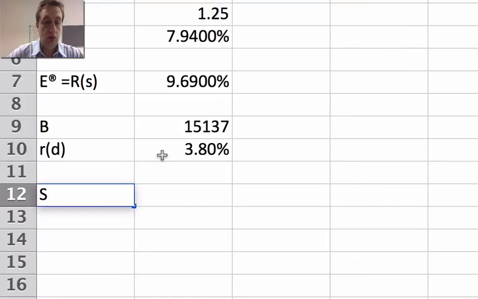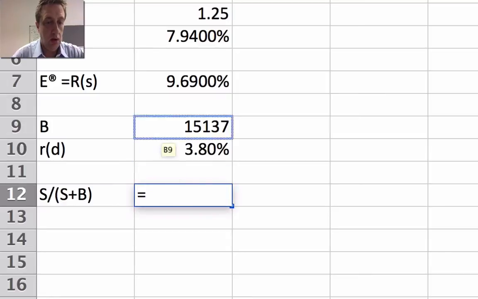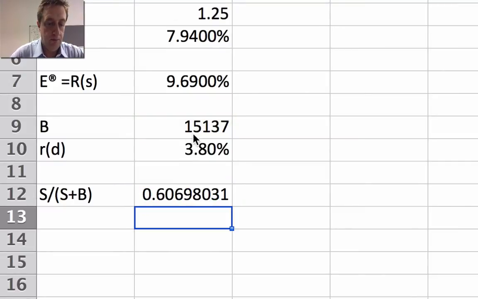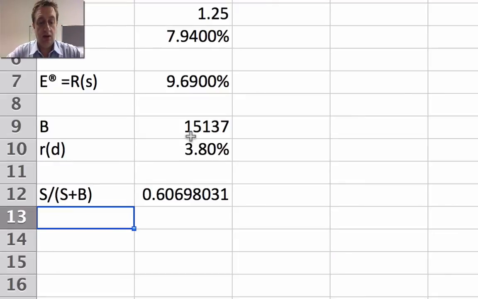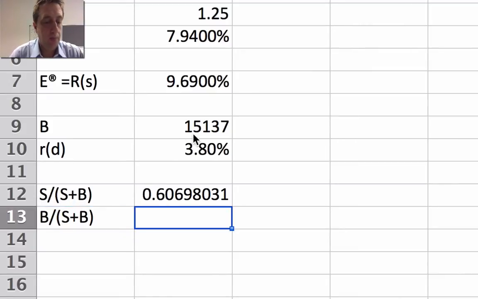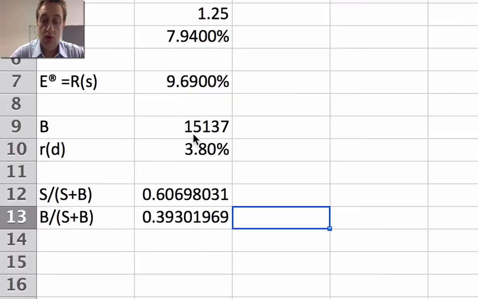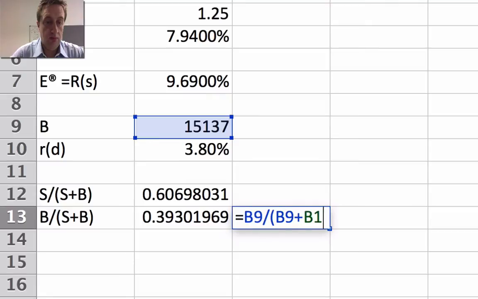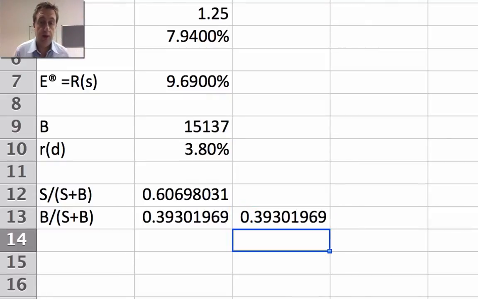And now we're going to work out the weights. So the weight of the equity is equal to 23 divided by 23 plus 15. So equity is 60%, and that means the debt is equal to, well, you can do it two ways. I can do 1 minus this figure, or I can actually just do the calculation itself. So you can see you get the same figure.